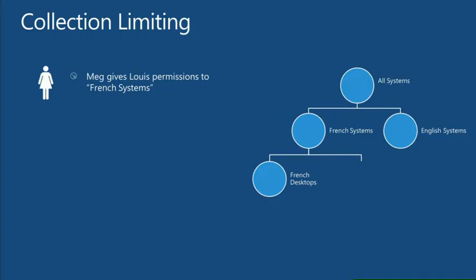Likewise, once I get all those French systems, maybe FRD for desktop, and then I can write another query on those collection rules and filter out more. So as you look, all systems is the parent collection, and then we've scoped down further to French systems, and then we've scoped down further to French desktops. So each one builds off the previous collection.